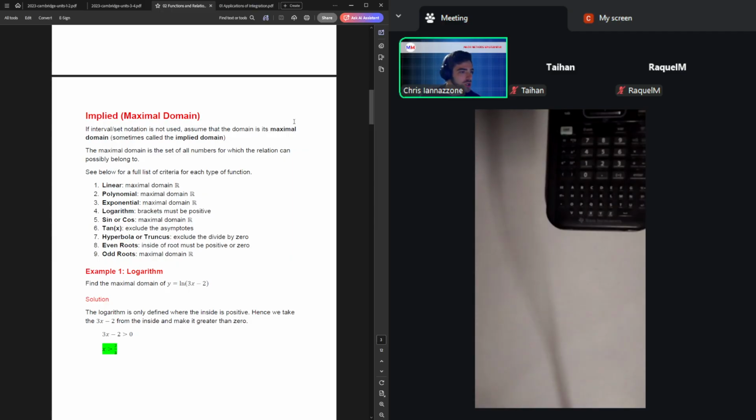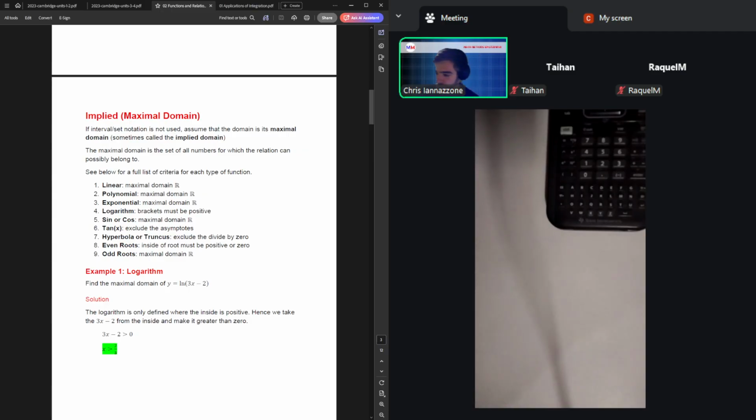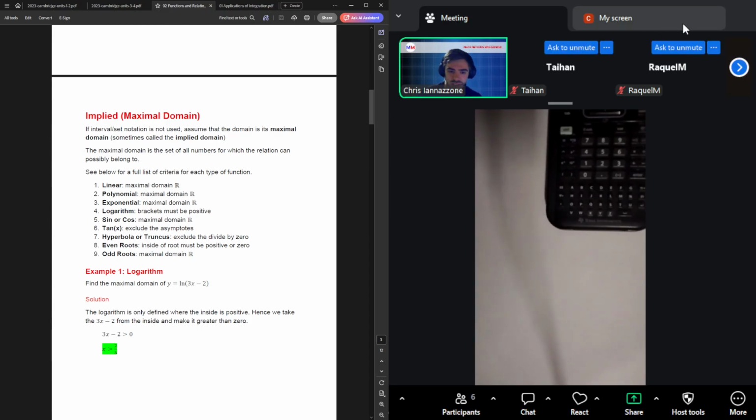So, one of the topics that I found comes up occasionally is this idea of maximal domains, or even just domain and range in general. How do we handle those things? And it makes a decent amount of sense why this comes up so often as a bit of an issue, because simply put, there's a whole bunch of different functions and they all have different rules as to how they work.